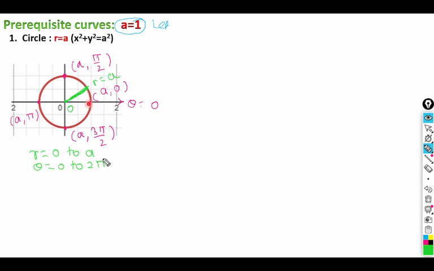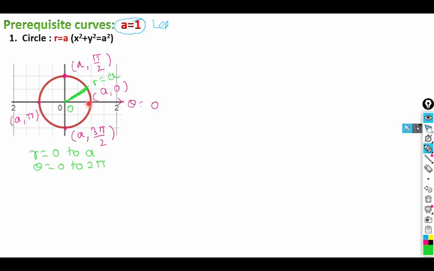Directly you should be able to draw this graph, and these coordinates, no need to write them: a comma pi by 2, a comma pi. This is just for your understanding I am showing you. They are not required at all. Only you should know the limits of r and theta, that only we require there.